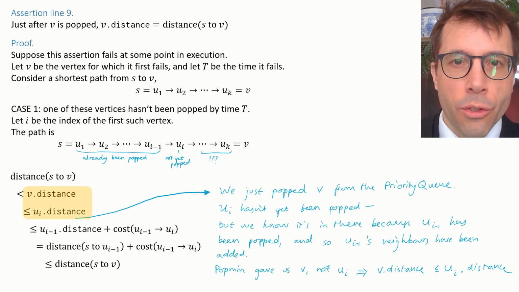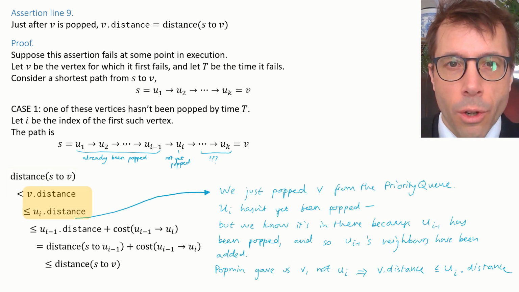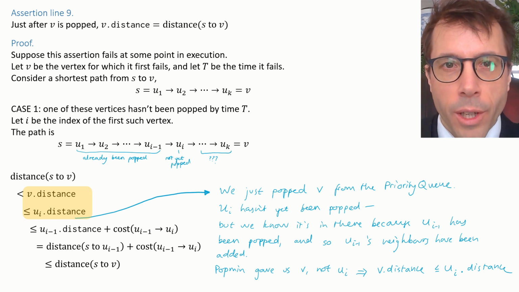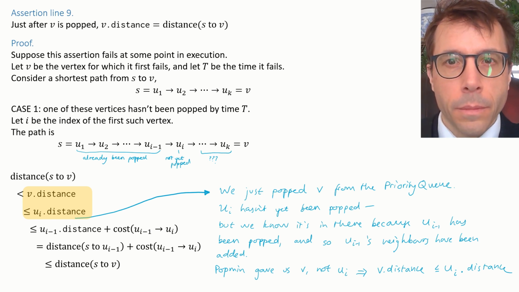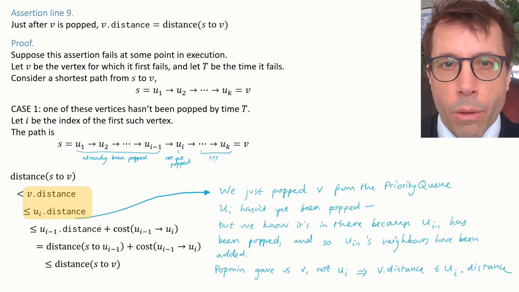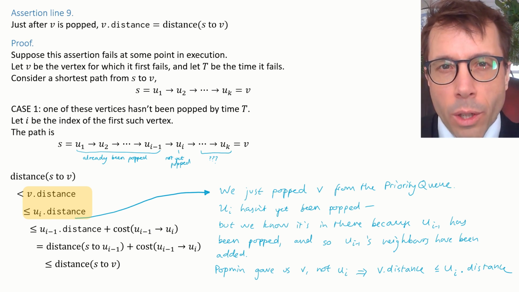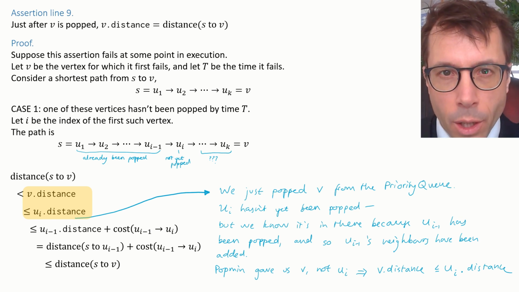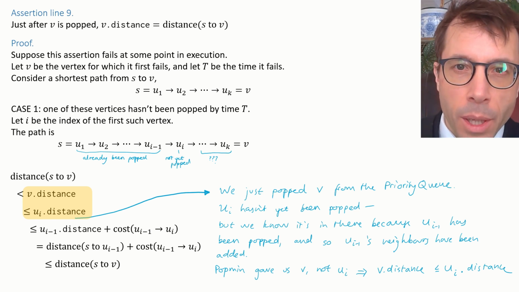The second step is to say v.distance is less than or equal to ui.distance. This step relies on the priority queue mechanism, which is the distinctive cunning bit of Dijkstra's algorithm. Let's think about what was in the priority queue. We know v was in there a moment ago because we're stopping the algorithm just after v got popped. Well, and what about ui? We know that ui hasn't yet been popped because that was what we chose i to be. But we also know that ui should be in the queue because ui-1 has previously been popped.